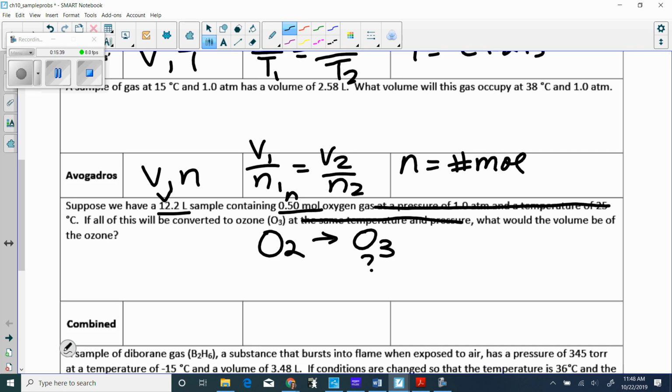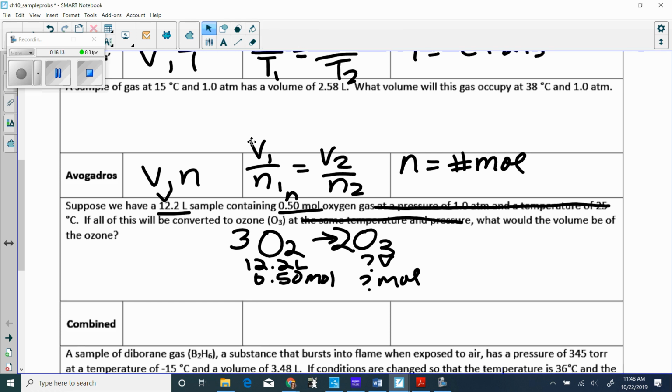So here is my question. I have 12.2 liters of this and 0.5 moles. I don't have enough information right now to plug into my equation. So first I need to solve for moles over here. Then I have enough information to solve for volume. So we're just going to do a quick mole ratio since I have a balanced equation. You can do a mole ratio to get to the moles and then plug it in. Does that make sense? It's never that simple.